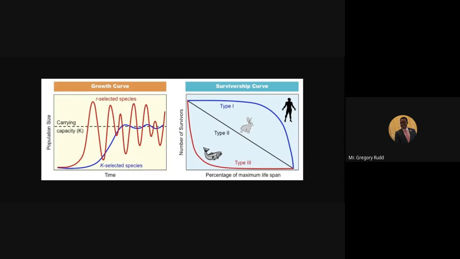They take longer to mature, so they're not able to reproduce for some years. They're typically larger, and their brains and nervous systems are more developed. So we can think of an elephant, a whale, or a human as being K-selected species. Their population size does not increase as dramatically, but it will increase over time, and it also will increase above the carrying capacity.